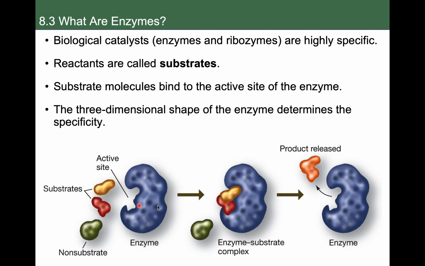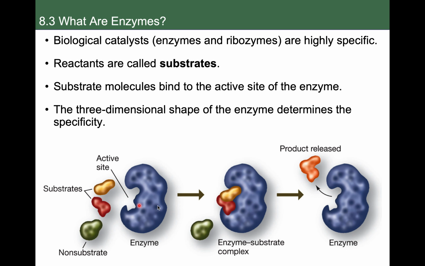So, this little green molecule is small enough that theoretically it could fit inside that active site, but it doesn't have the correct shape to want to actually bind there. So, yeah, maybe it bumps into the active site, but there's no recognition or interaction, so it just would fall out. Whereas the substrates have the correct shape and maybe the correct charges to actually temporarily stick and bind to that active site.